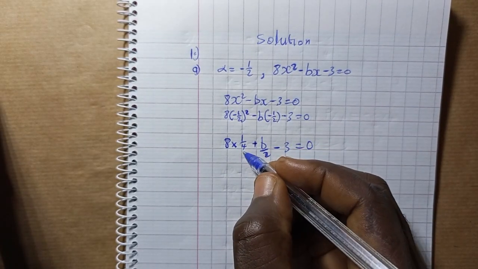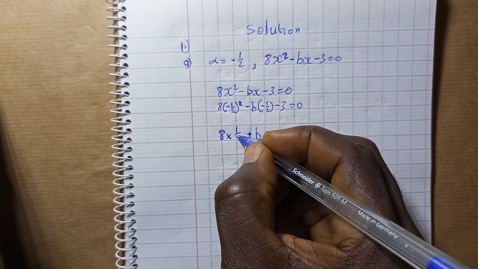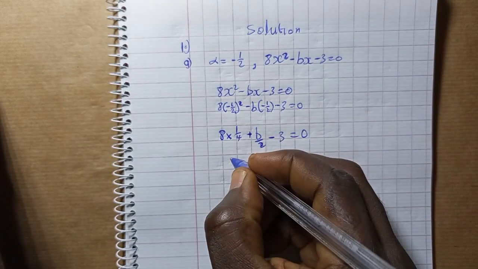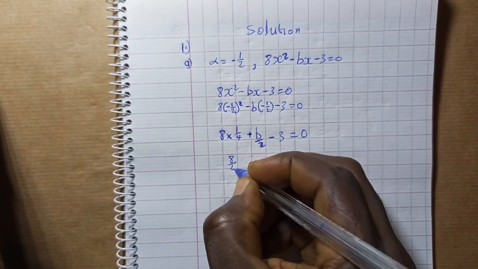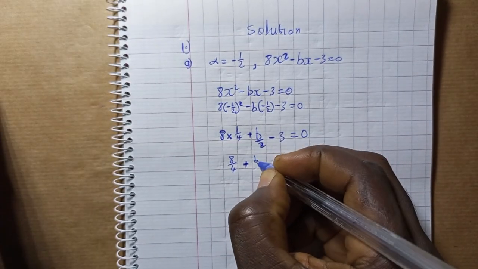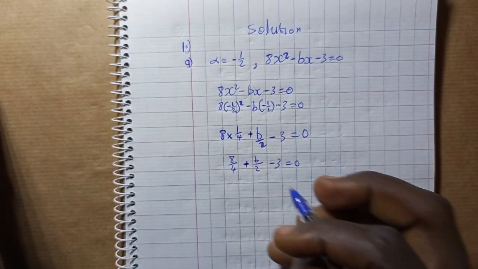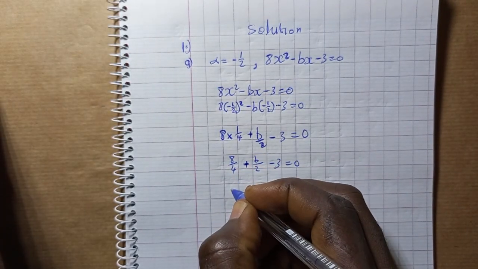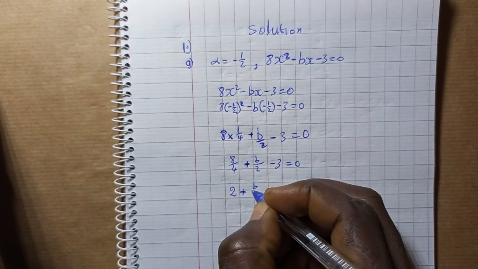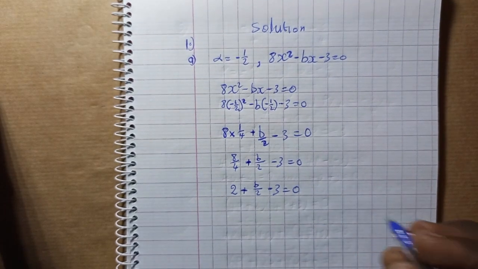Now from this place here, we can do 8 times 1 over 4. That will give us 8 over 4 plus b over 2 minus 3 equal 0. And the 8 over 4, that is 2. 2 plus b over 2 minus 3 equals 0.